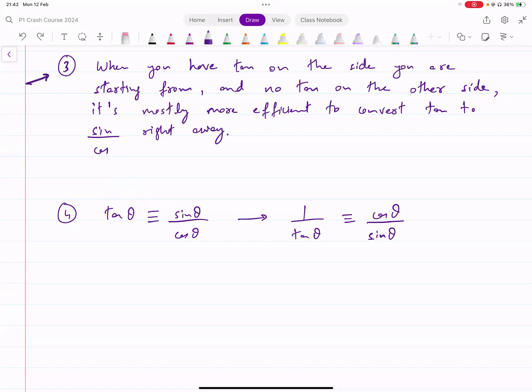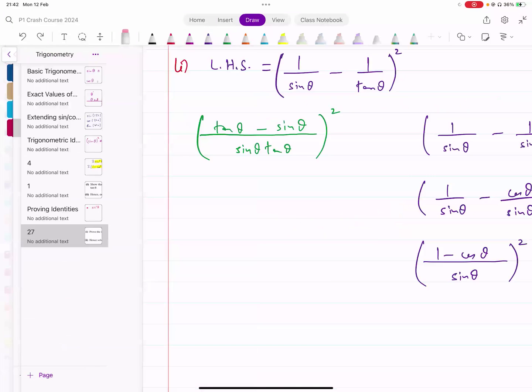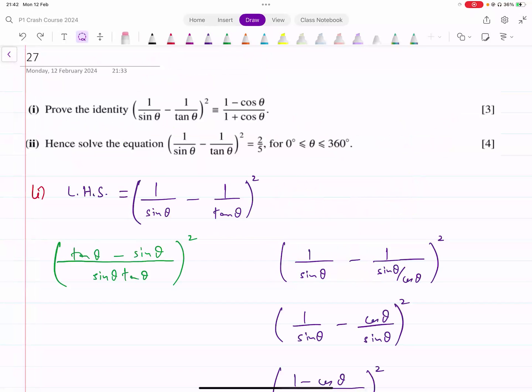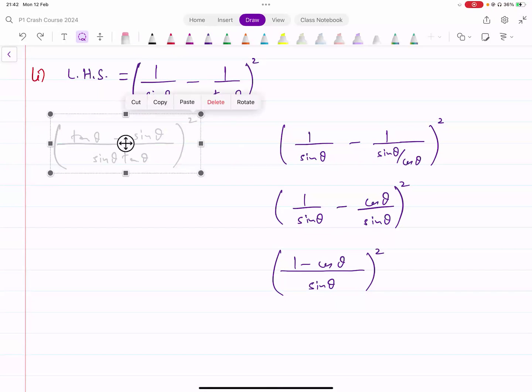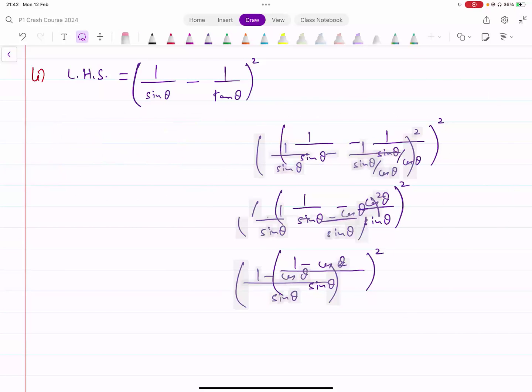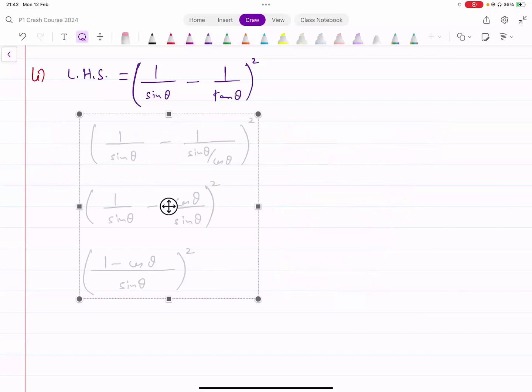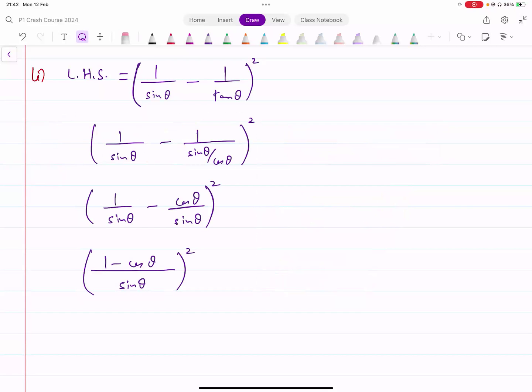But this is important: if you have tan on one side and not on the other side that you want to make it equal to, convert it in the very beginning. That will be more efficient. And that's exactly what's happening in this case as well. If you convert tan to sine over cos in the beginning, the result that you get is much more efficient. Is that okay? What do we do now? So once we reach this step, what should we do next after this?